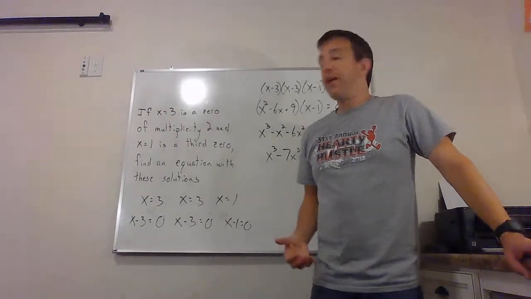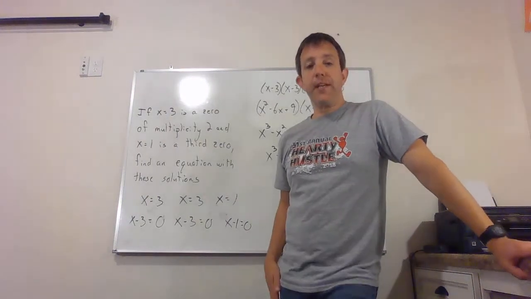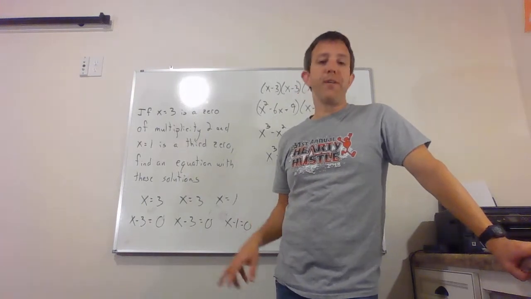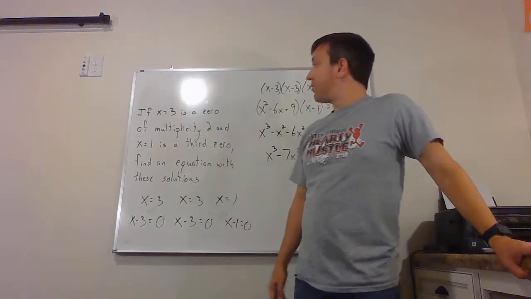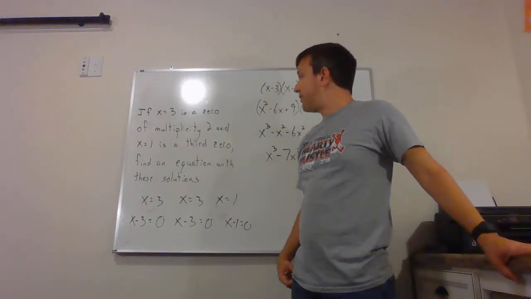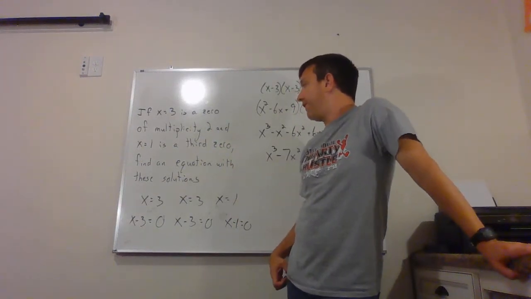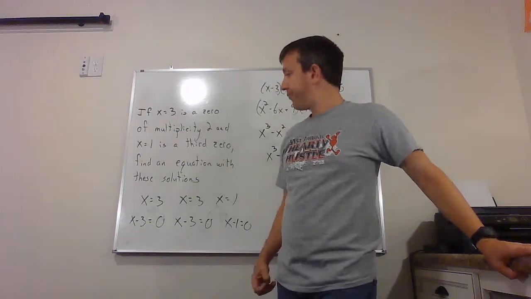All right, so here's my other example. This one has some multiplicity in it. It's just going to be a little bit bigger and messier problem. Same process, so that's good. All right, it says if x equal to 3 is a 0 of multiplicity 2 and x equal to 1 is a third 0, find an equation with these solutions.